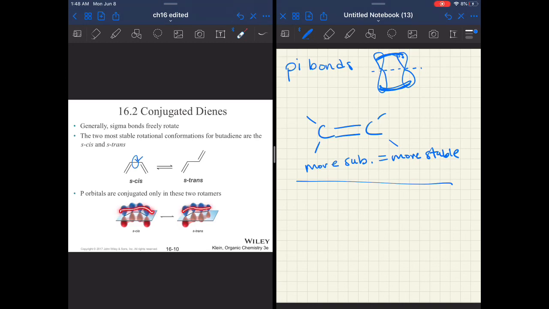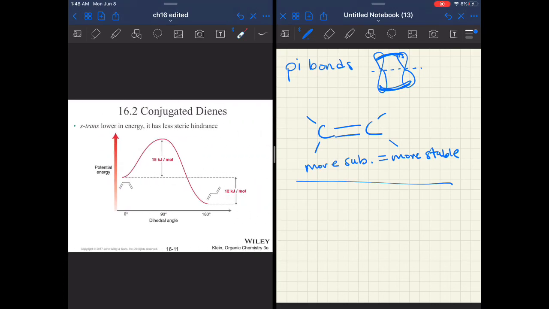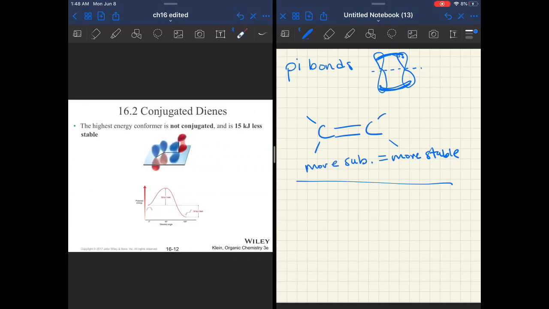So the pi bonds can all line up and overlap, and you get that stabilizing effect. S-trans is even a little bit more stable because it's spreading everything out as far as possible. You see that in this energy diagram where s-cis is a minimum, but s-trans is the global minimum. And then as it twists around, you lose that conjugation, you lose that overlap, and they become perpendicular to each other. That's going to be much higher in energy. You lose any benefit of conjugation, and it's like they're isolated.